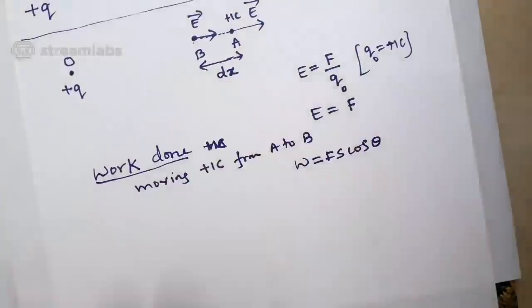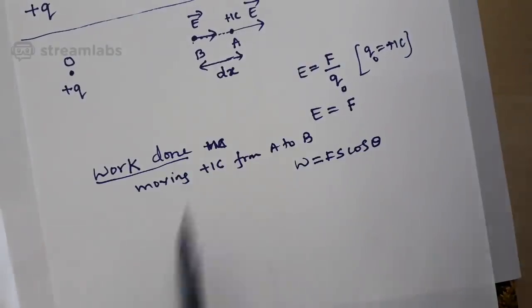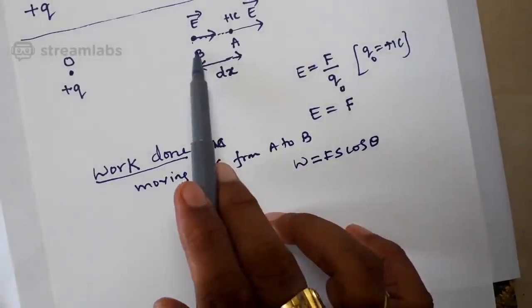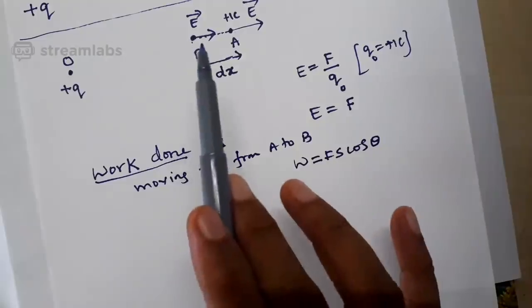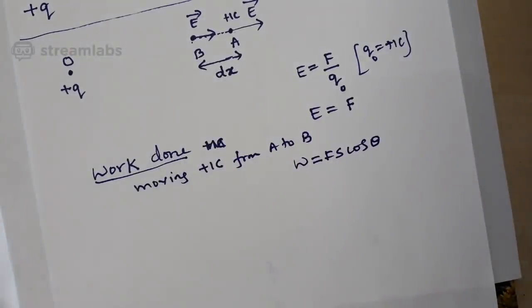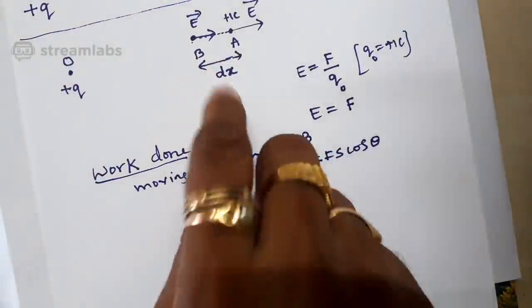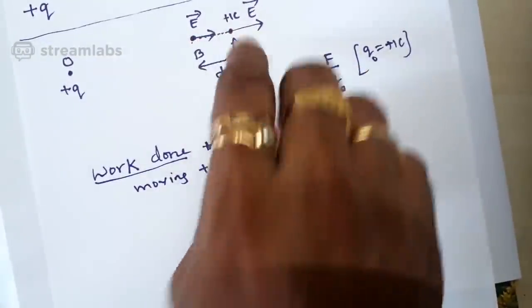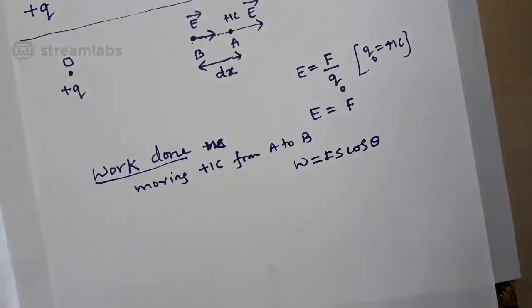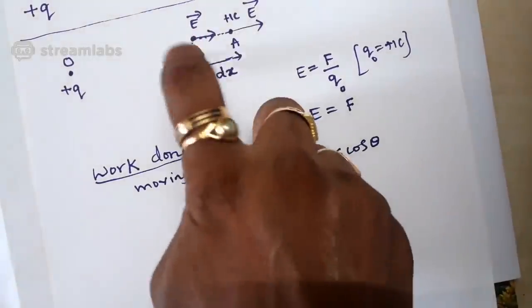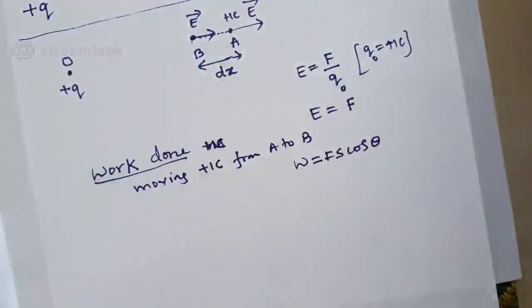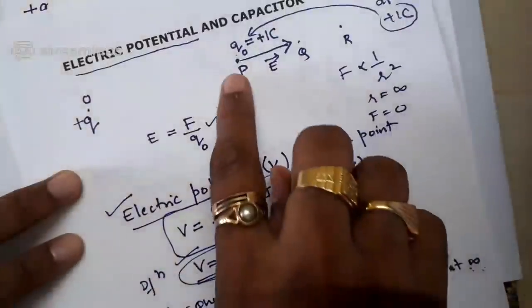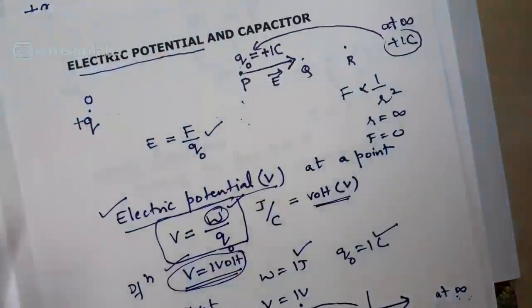Coming to this point, when you are moving a plus 1 coulomb charge from A to B, whether you are applying a constant force or a variable force: this time it is a constant force. That time it was a variable force. This time it is a constant force because everywhere between A and B, the plus 1 coulomb charge is experiencing nearly the same force, because the electric field is uniform between A and B. Whereas here, the electric field from P to infinity is not at all uniform due to a plus q charge.